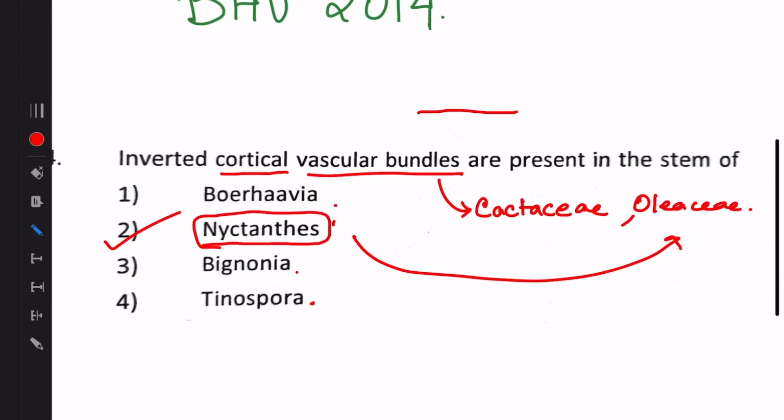So these are two important examples where vascular bundles occur in the cortex. Okay, so remember the names. Next question.